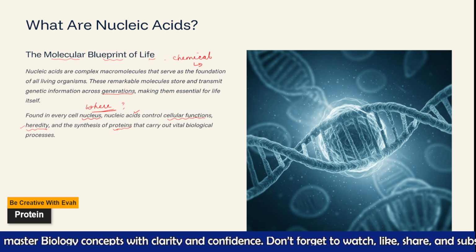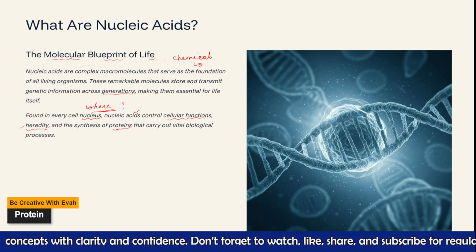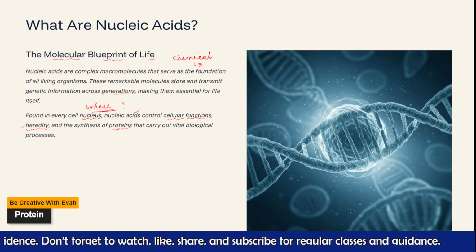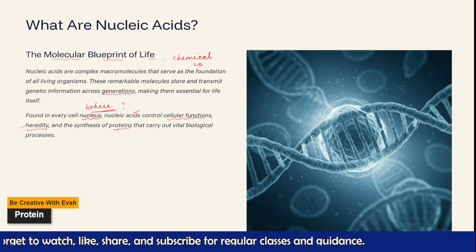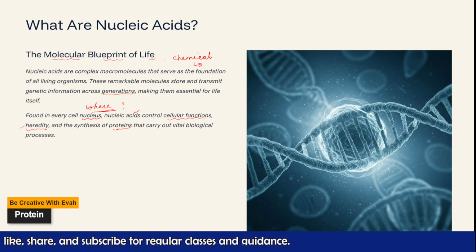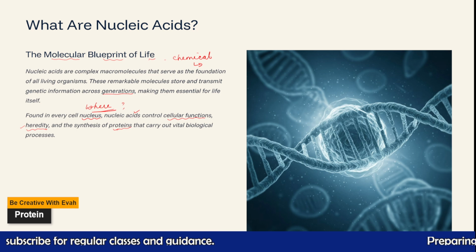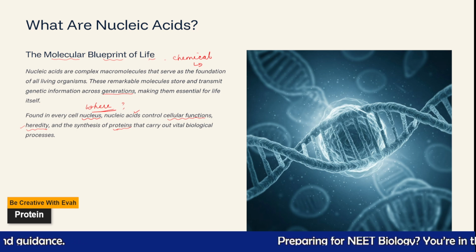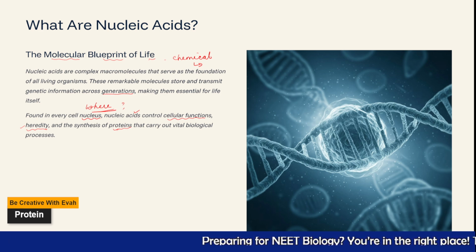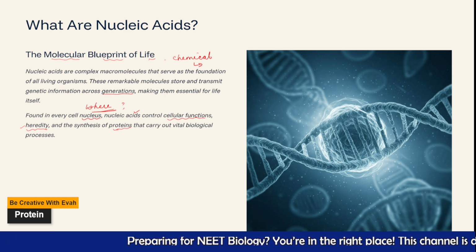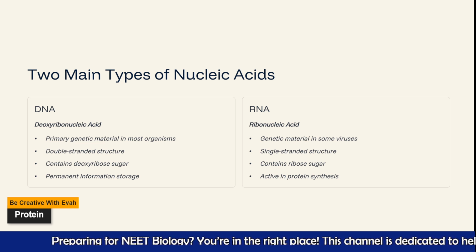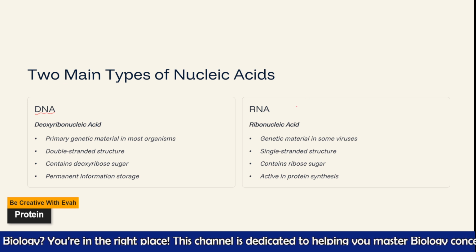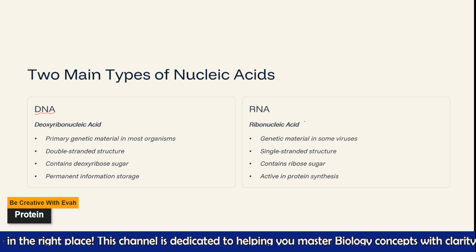Now, what are the different types of nucleic acids? Can anybody say what are the different types of nucleic acids? DNA and RNA are the two types of nucleic acids. So, DNA is what? DNA is deoxyribonucleic acid, and RNA is the ribonucleic acid.